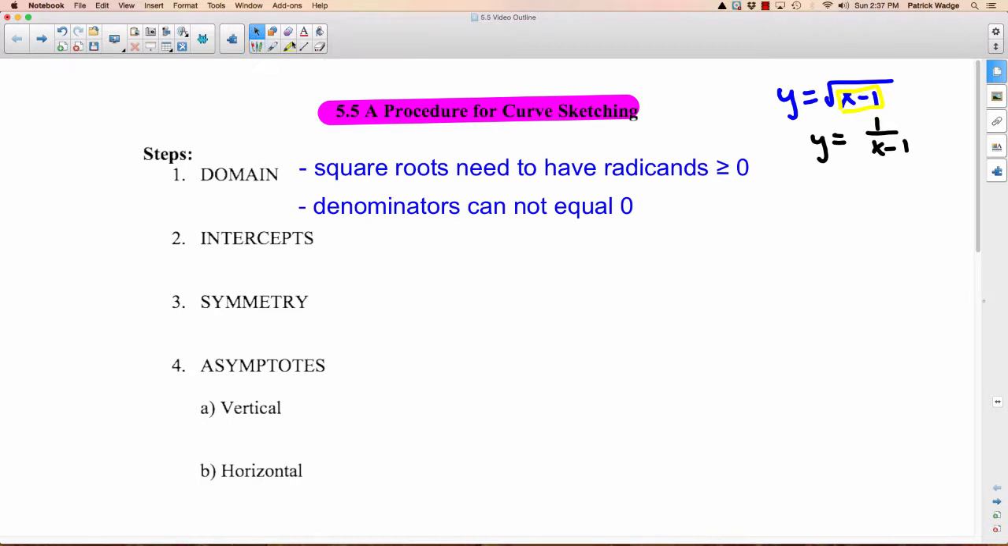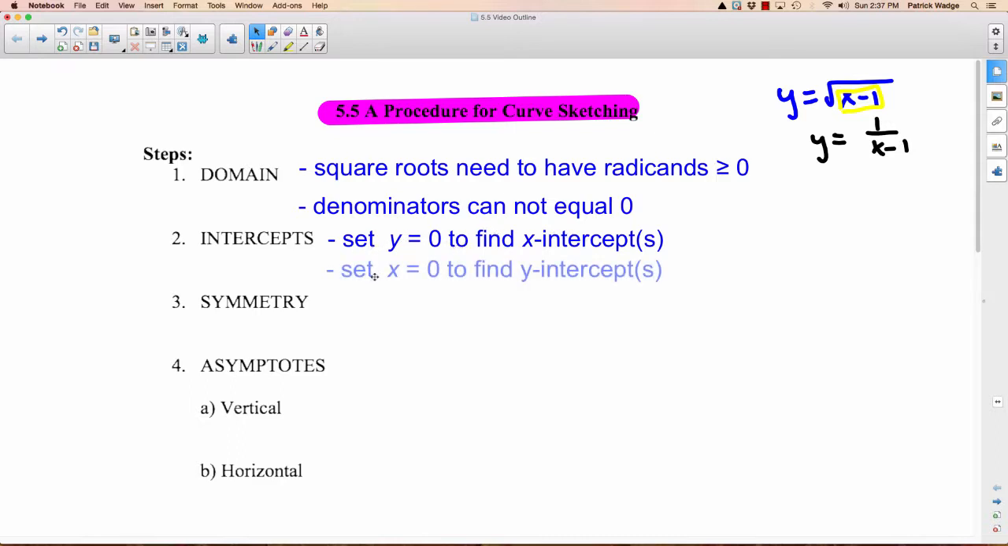Okay, intercepts. We've talked about intercepts already in this chapter. If you're looking for x-intercepts, set y equals 0. And if you're looking for y-intercepts, set x equal to 0. And then solve. Or evaluate if you're looking for the y-intercepts.